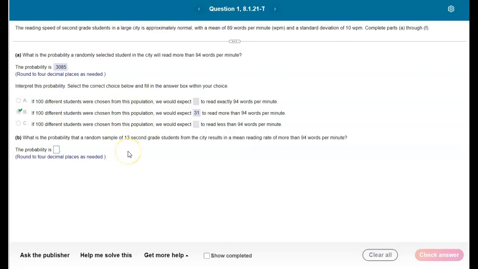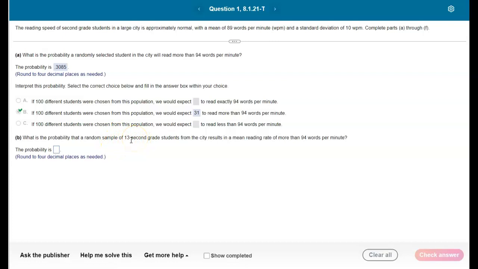So let's look at part B. Part B asks for the probability that a random sample of 13 second grade students results in a mean reading rate of more than 94 words per minute. So we want to know about the probability for a random sample having a specific mean. And so this is actually based on the sampling distribution of sample means. And so we need to do a little bit of work to be able to figure this out.